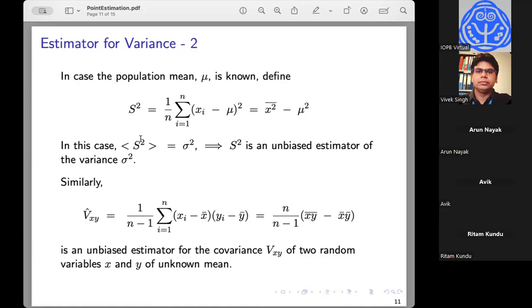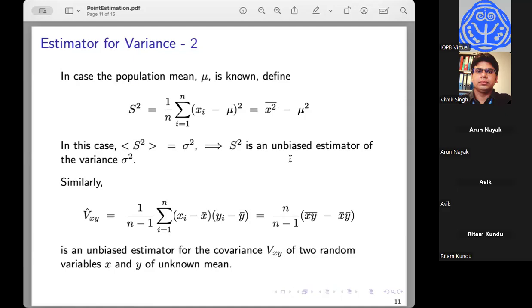So in this case, you can also show that the expectation value of S square again becomes sigma square. So S square is again an unbiased estimator for sigma square.